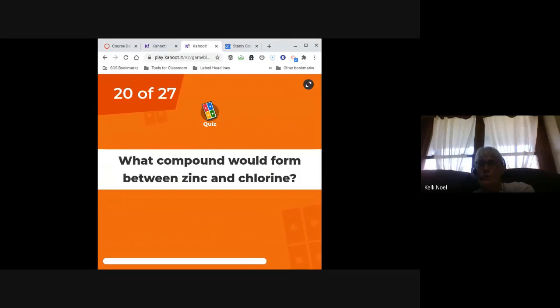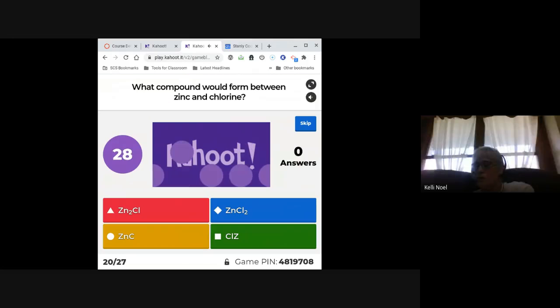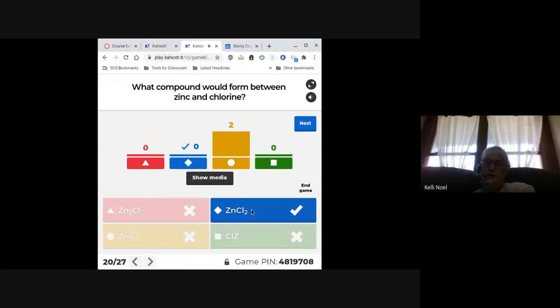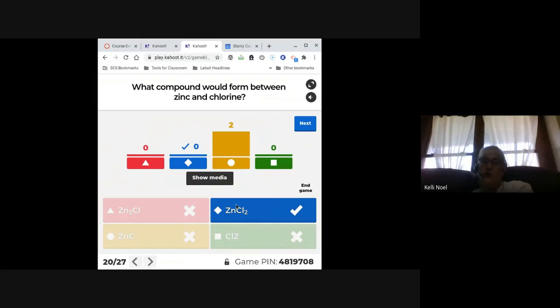What compound would form between zinc and chlorine? Zinc and chlorine would be CNC, something like that. I think. All right, zinc is one of those interesting ones that has multiple charges. So chlorine can only have a -1 charge. So that means zinc cannot have a number, a little subscript between it.